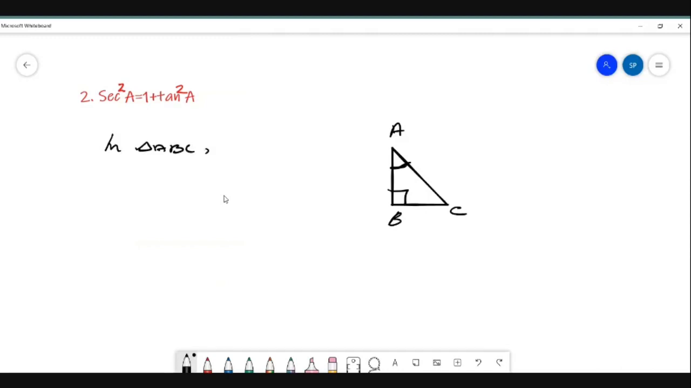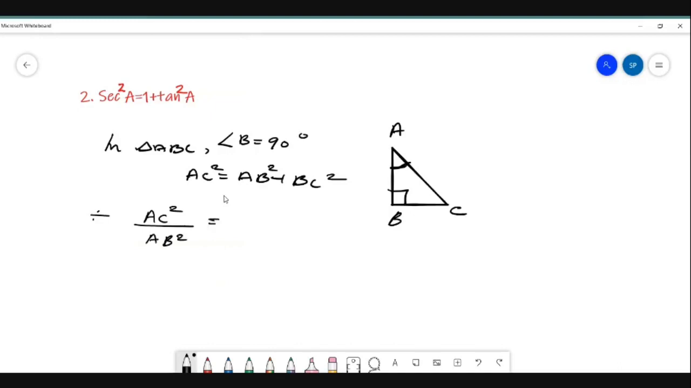In triangle ABC we have AC square equal to AB square plus BC square. Now we divide throughout by AB square. At first we divided by AC square. So to get the second identity, we divide throughout by AB square. That is, AC square by AB square equal to AB square divided by AB square plus BC square by AB square.